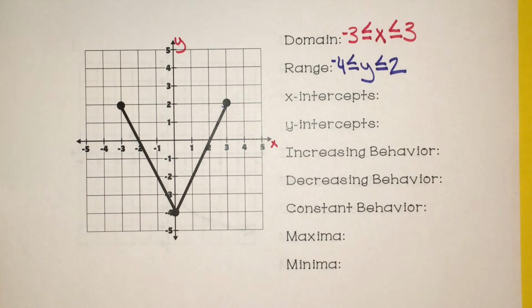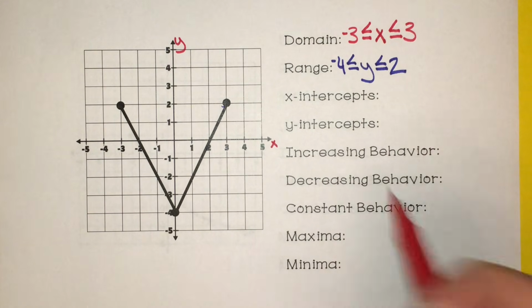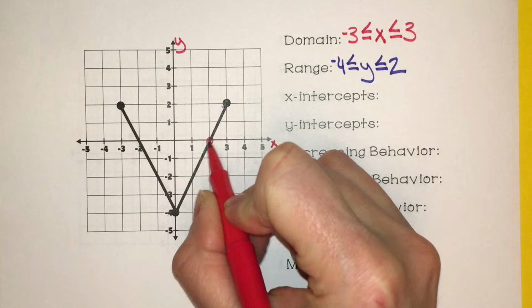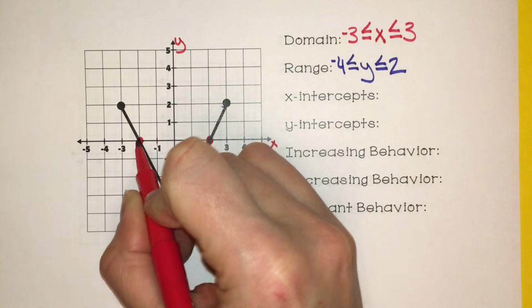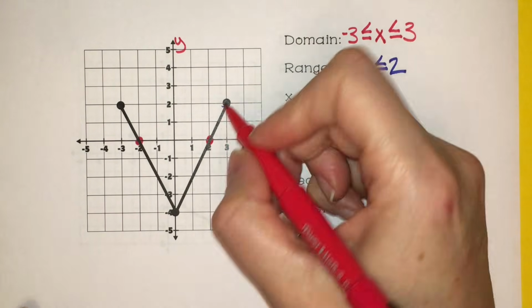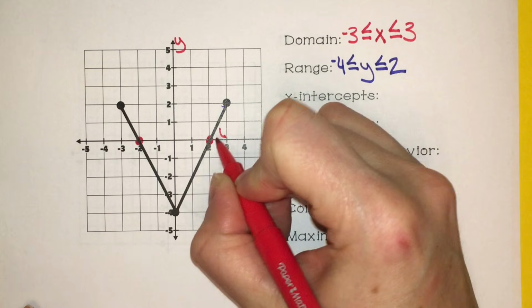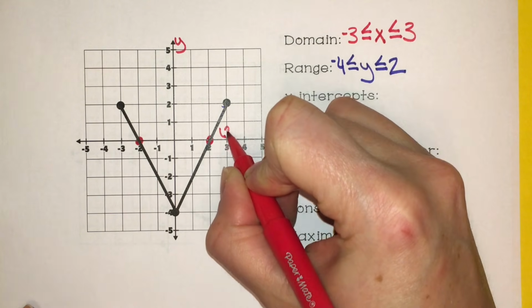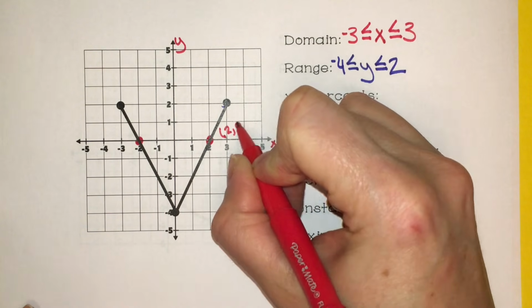Okay, so x-intercepts. That's where your graph goes through the x-axis. So here's our x-axis. It goes through at this point, and it goes through at this point. If you want to write the coordinates here so you can really look at them, well, the x value is 2, y value is 0.